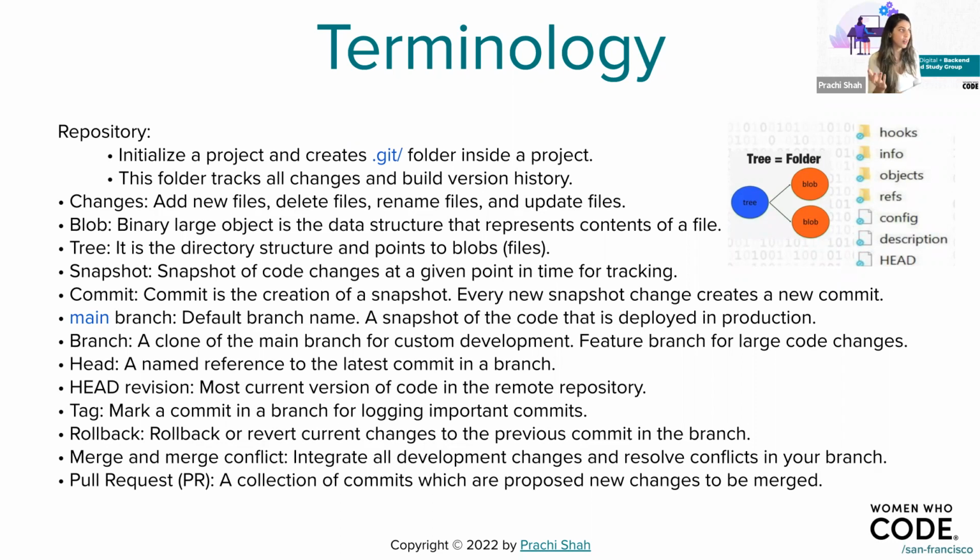Blob, so we need to understand what a blob is. Basically, it's just a binary large object, a data structure that represents the contents of a file. Internally, Git uses a tree structure for storing all your project folders within all repositories, and files are basically blobs. So that is the core data structure for Git. And like I said, a tree is a directory structure that points to blobs and files. So that's how all your projects are stored internally, and that's the data structure that Git uses.